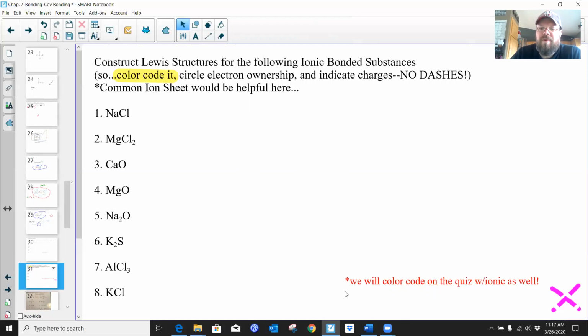I need a little note here: we will color code on the quiz with ionic as well. So on the quiz on Friday, make sure that you have available a couple colored pencils or maybe a marker. When you're given the quiz, and I'll email that to you, and you work on it during the class hour, have those available so you're not chasing those around. Then you'll take a picture of your quiz and send that back to me by the end of the hour.